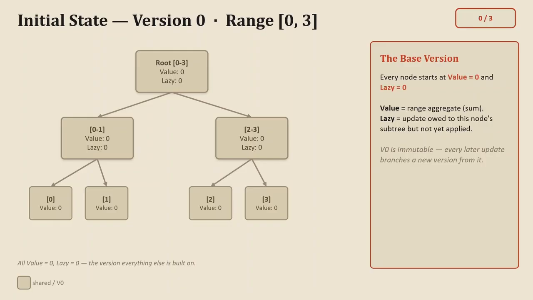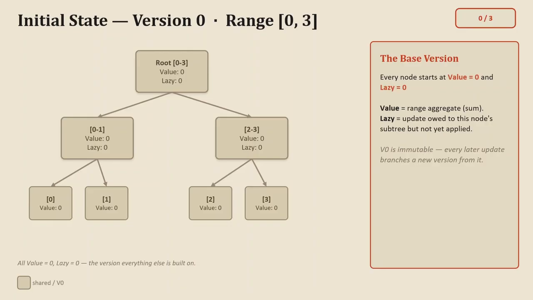In version 0, our base state, every node has a value and a lazy tag, both set to 0. When we perform our first update, say adding 5 to indices 1 and 2, we don't touch version 0. Instead, we clone only the nodes on the specific path.